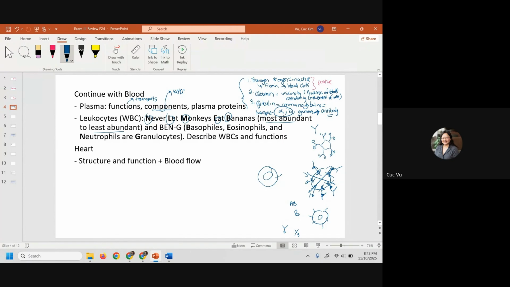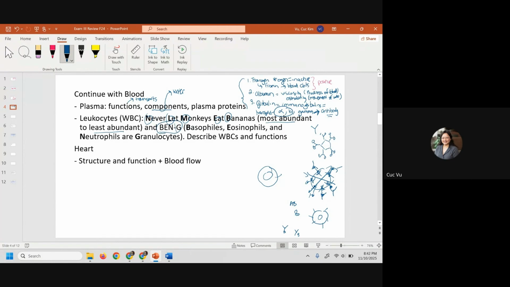If I were to say this white blood cell produces antibodies, what would you say? Lymphocyte. Yeah, beautiful. Okay, so do make sure you know that. Okay, another mnemonic is Benji.